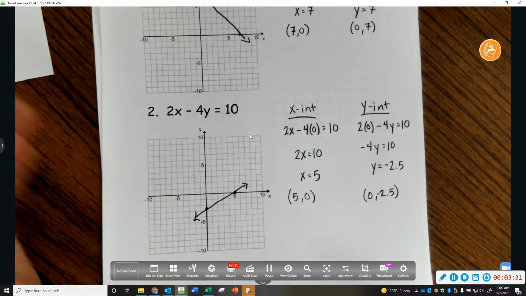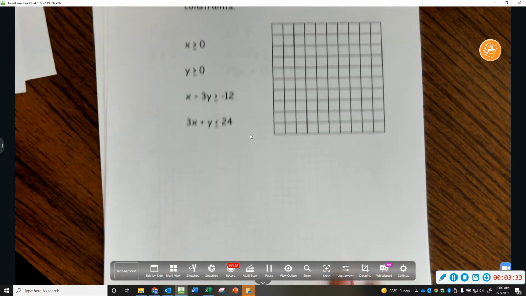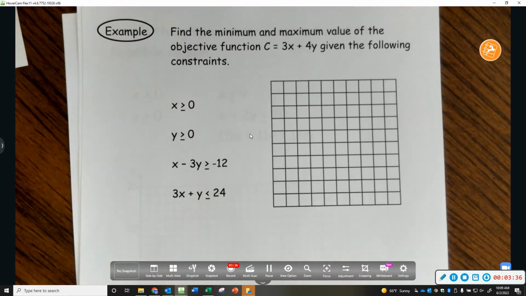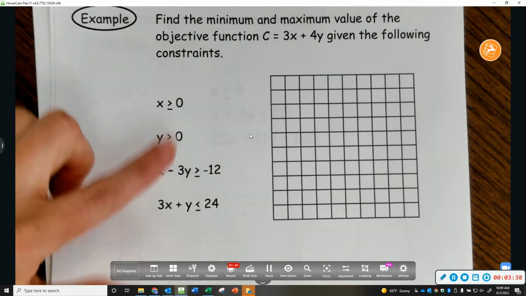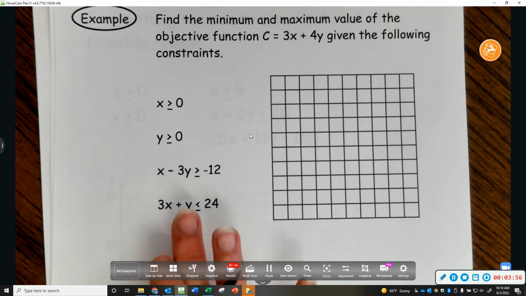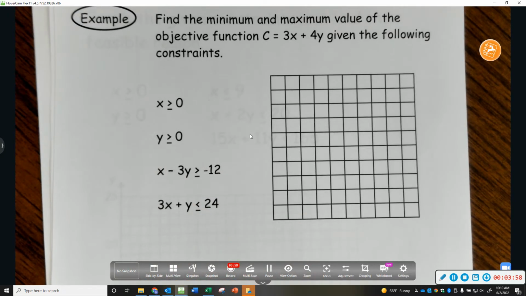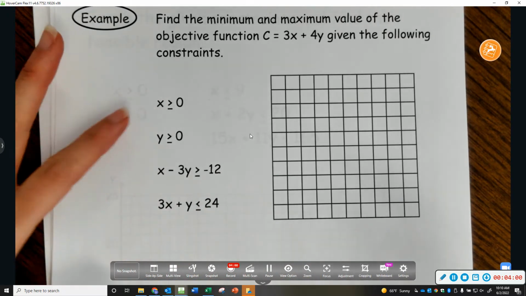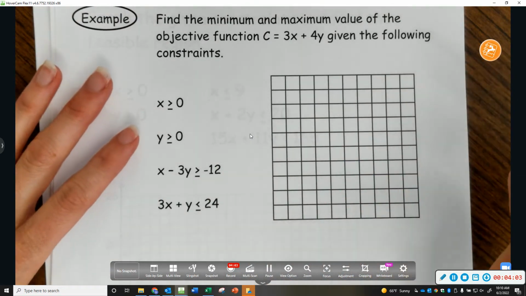Okay? So that is graphing lines. Now, what we are going to be graphing for our linear programming is graphing inequalities. Okay? So what I want you to do is pretend like they're equal signs when we graph. Then we are going to pick a point and see which way we need to shade. So we are first just going to graph given the constraints.